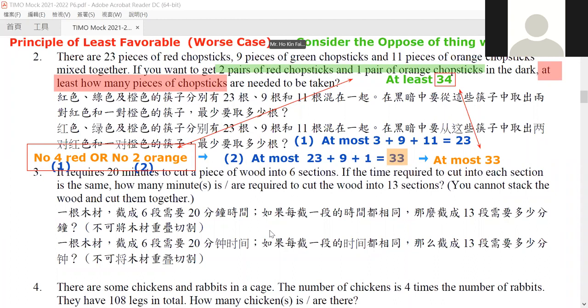This is the principle of least favorable. We consider the direct opposite of it. We find out the things that it can have at most, and the direct opposite of it will be the things that will satisfy our green, because our green and the orange are direct opposites of each other. Okay? So this is our second question. Now, because the principle of least favorable is a little bit abstract, I have spent some time to discuss it.